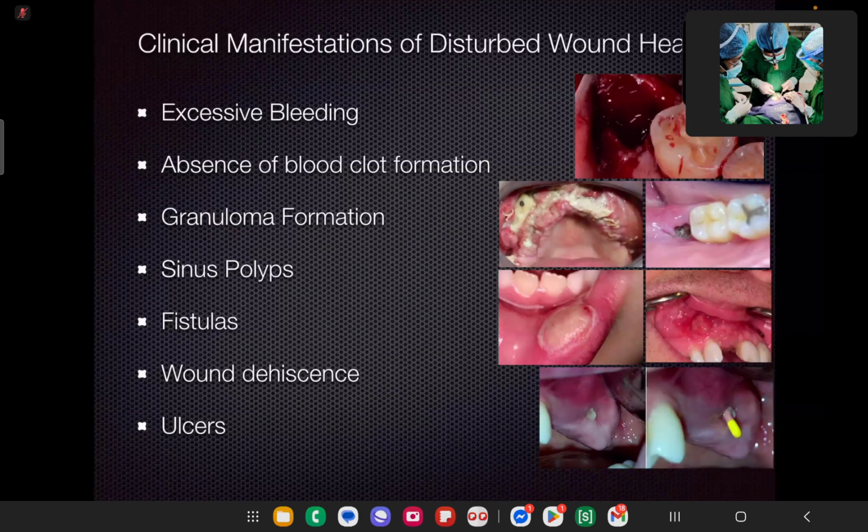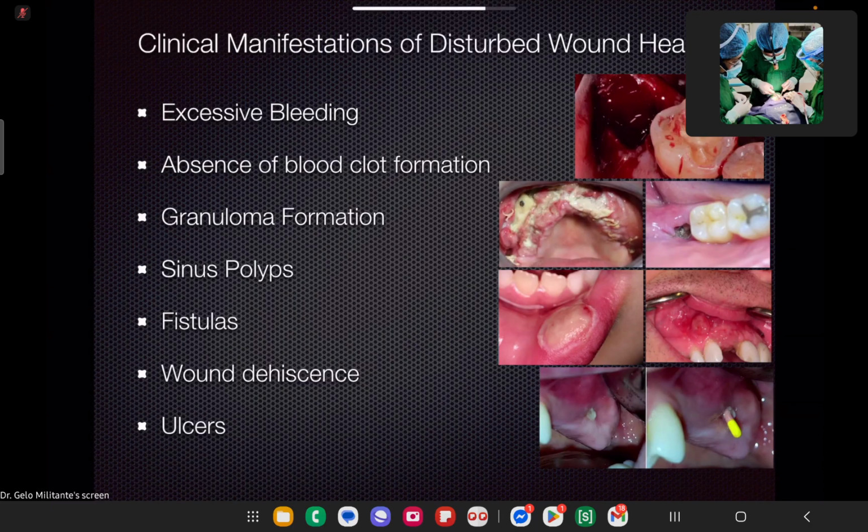So there are also clinical manifestations of a disturbed wound healing. Number one, excessive bleeding. If there is excessive bleeding in the area, it would cause disturbed wound healing, with absence of blood clot formation. That means there would be issues on the intrinsic and the extrinsic properties of the blood, so either the platelets are not aggregating, or there is no coagulation of your blood.